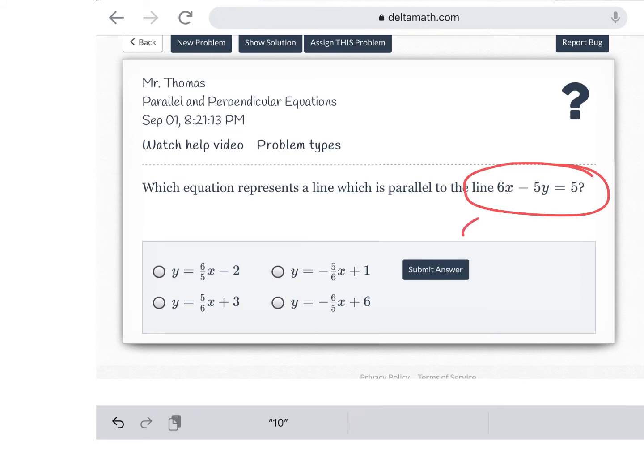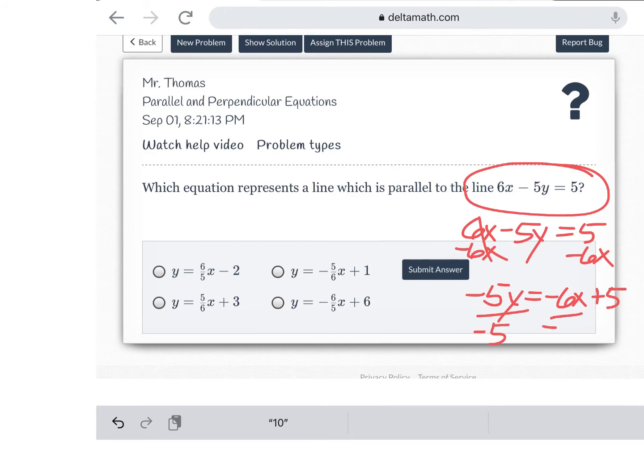So first, let's simplify this one. So I'm going to move the 6x over by subtracting. So it's -5y equals -6x plus 5. Then divide everything by -5.